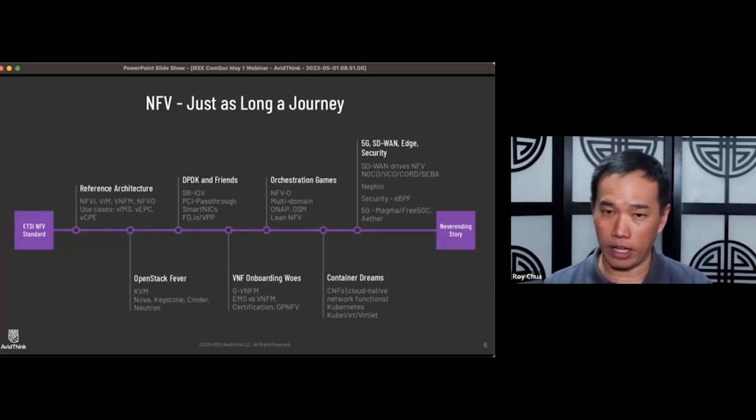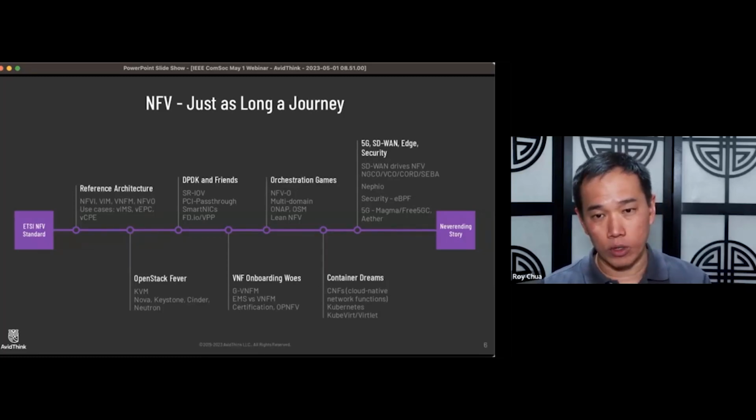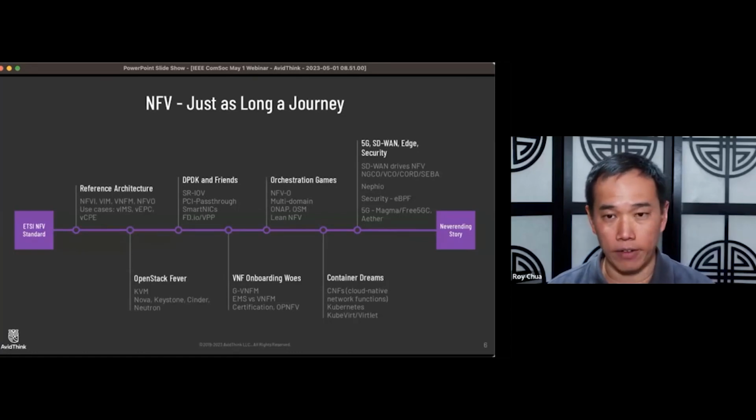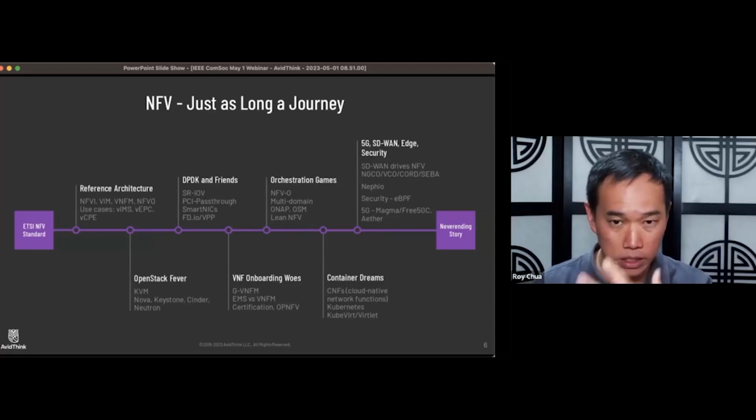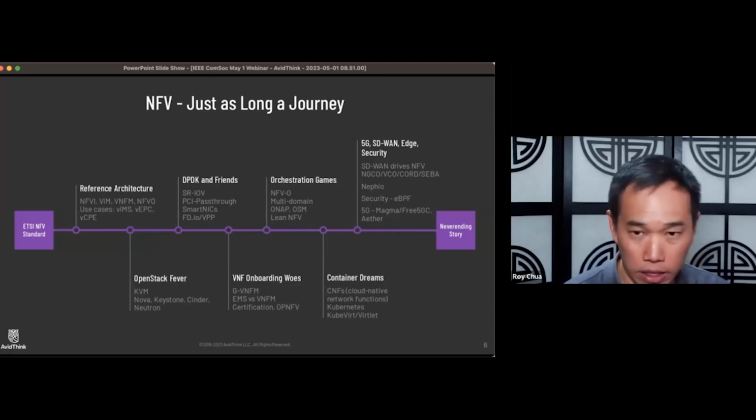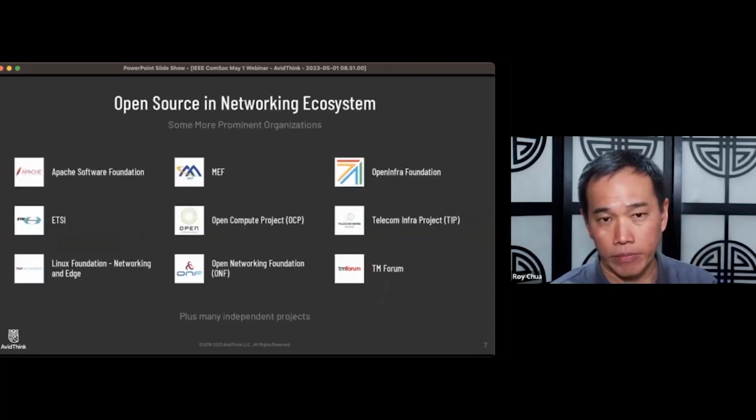And then along came 5G, explosion of SD-WAN and Edge and security, and all these other open source projects came along. So eBPF, Nephio, right? And then on the 5G side, we have Magma, which is struggling a little bit, free5GC, other 5G cores. So all these are open source projects, and they power networking from a networking application or networking service standpoint. And that, again, continues. It never ends.